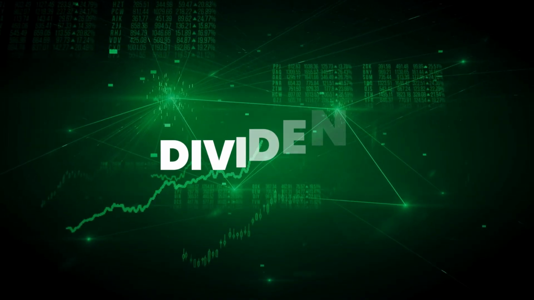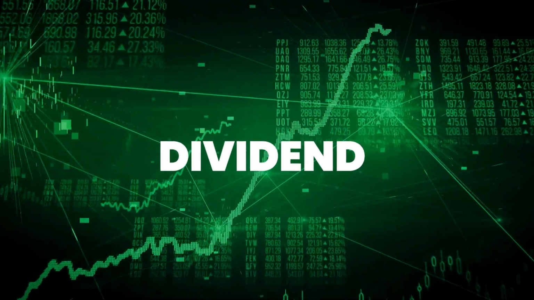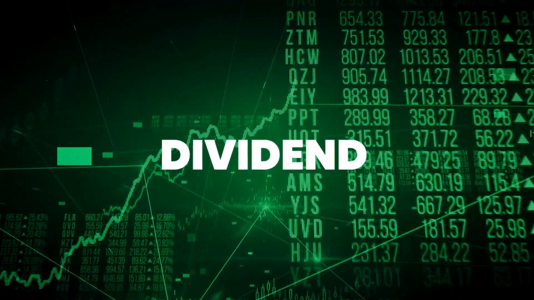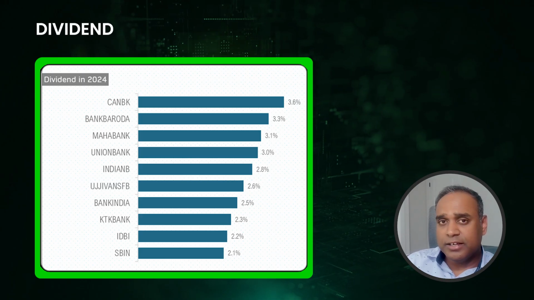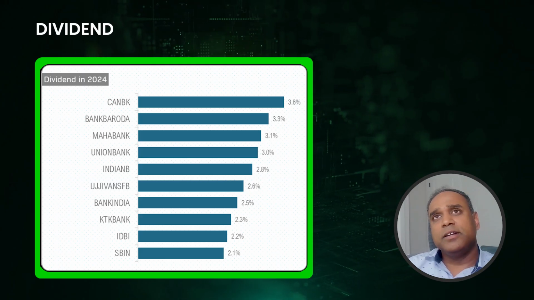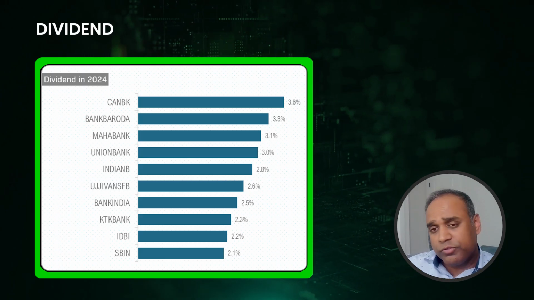Now, moving on to the next, we have only a few more metrics to analyze. We're looking at the dividend. So banking stocks and the ETFs can issue dividends. And I looked at the dividends that were issued in 2024, for example.